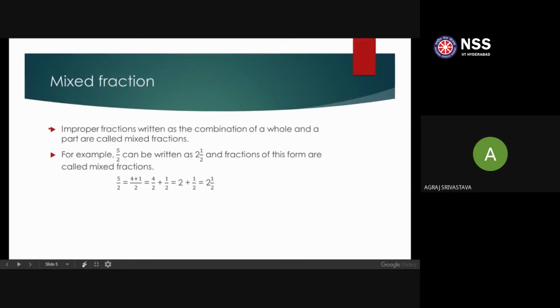and just to the right of that you write the fraction that's left over, and the calculation for the same is seen below. So you got 5 by 2 is split into the factor which is divisible by 2 and the remainder that's left, which is 1. So 4 by 2 translates to 2 whole parts, and then you are left with the proper fraction of 1 by 2, and the two of them combined together form the mixed fraction 2 1 by 2.